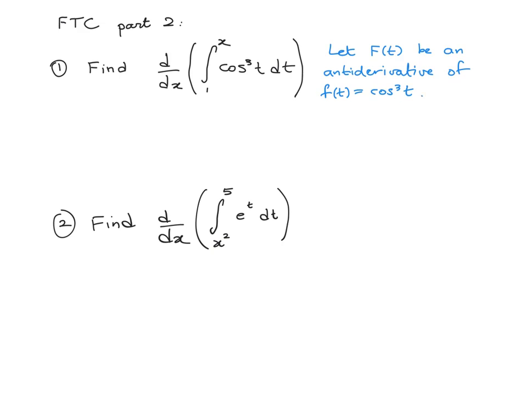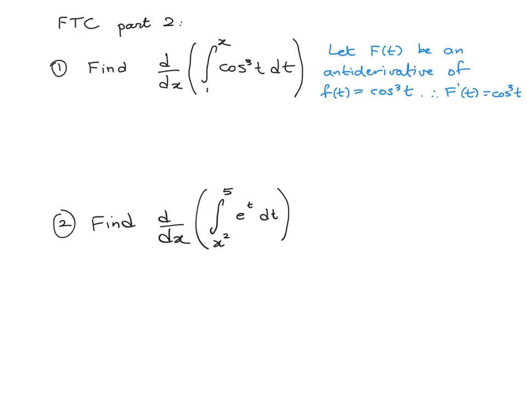What is going on then is, since capital F of t is the antiderivative of cosine cubed t, we know therefore that capital F prime of t would be cosine cubed t. It's essentially what we're saying. That's saying the same thing in a different way.